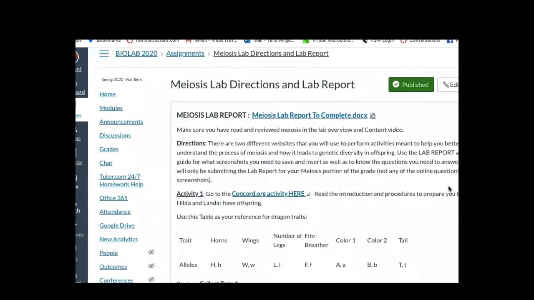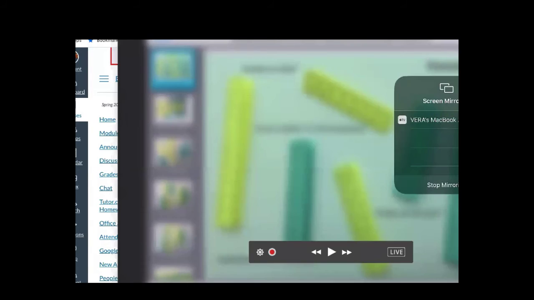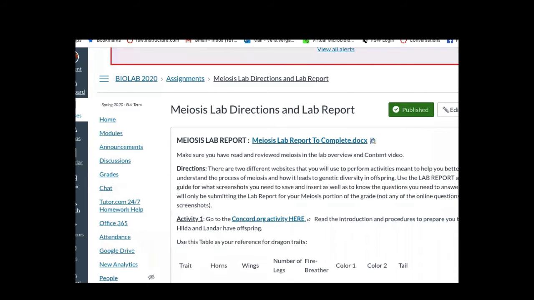Okay, so let me just share my screen, sorry. In our class, when we did meiosis, we actually had, oops, I didn't screen share. Screen mirroring. Okay.